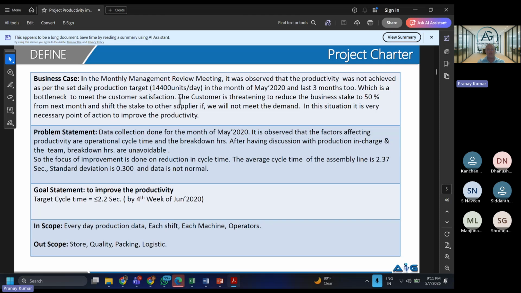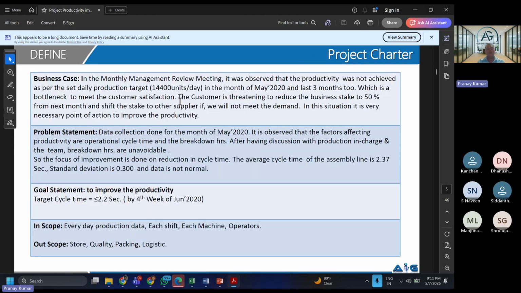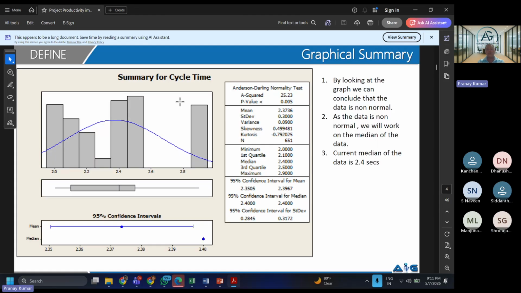Few things are already not in place. If your data is non-normal, you should not use mean and standard deviation. You should rather use median, etc. Everyone with me on the thought? Yes, sir.